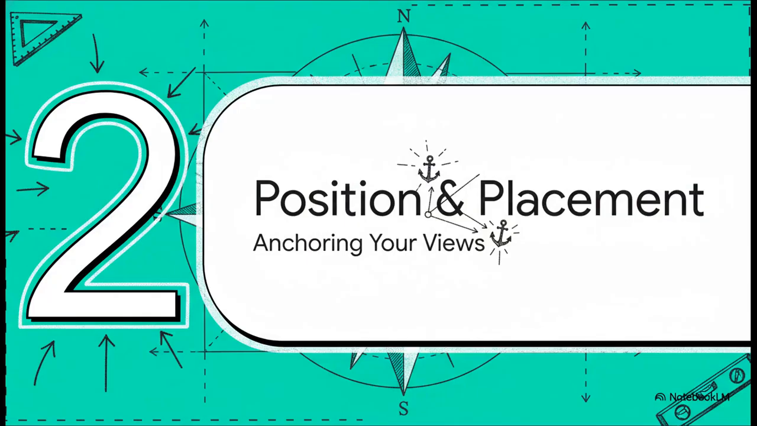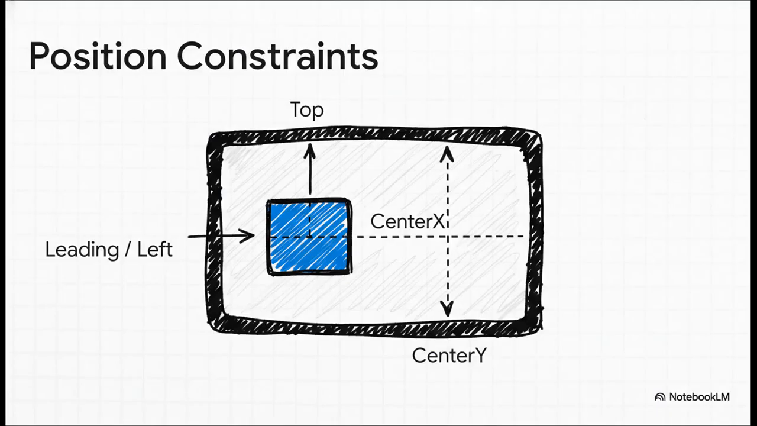The first set of tools is all about placement. Before you can decide how big something should be, you've got to decide where it's going to live. This is all about anchoring your views. And these are your primary anchors. This is how you lock an element in place, either relative to the screen or to another element next to it. You could pin a button to the top, or maybe you want to perfectly center an image horizontally. These rules establish that foundational position for everything else.